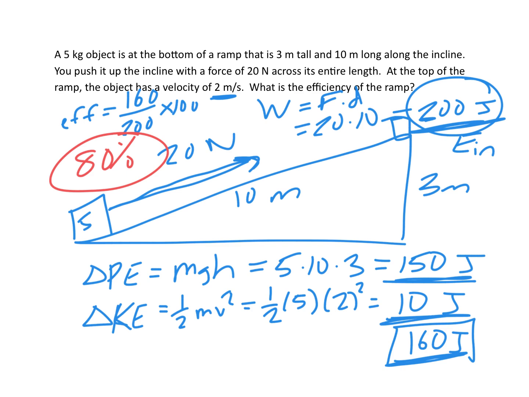So anyway, this is how we calculate efficiency. Figure out how much you put in, figure out how much you got out, and then you divide the two. And again, you really need to get less than 100% or you're doing something wrong.